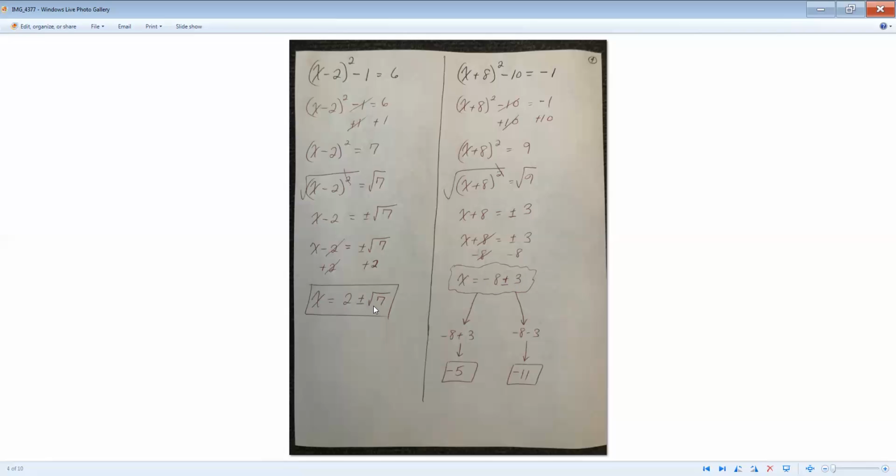So where before we had the square root over the 7, which prevented us from combining the 7 and the 2, here we do not have that. So negative 8 plus 3 and negative 8 minus 3 is expected to be done, which gives me a negative 5 for my first solution and a negative 11 for my second solution.